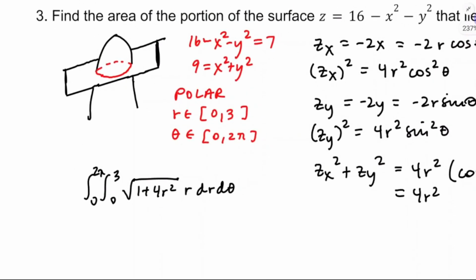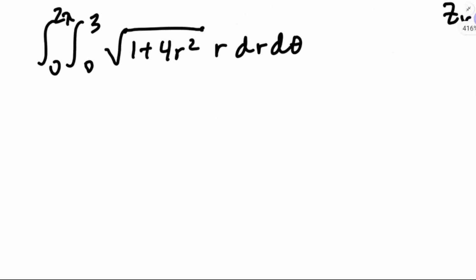if you wanted to use technology on this, you could run the integral from 0 to 3 of square root of 1 plus 4r squared times r dr, right? Just ignore the outside and then multiply by 2 pi because it doesn't have any theta in it. Or we could use u substitution, and that's what I'm going to do. I'm just going to zoom in on this integral and solve it using u du.